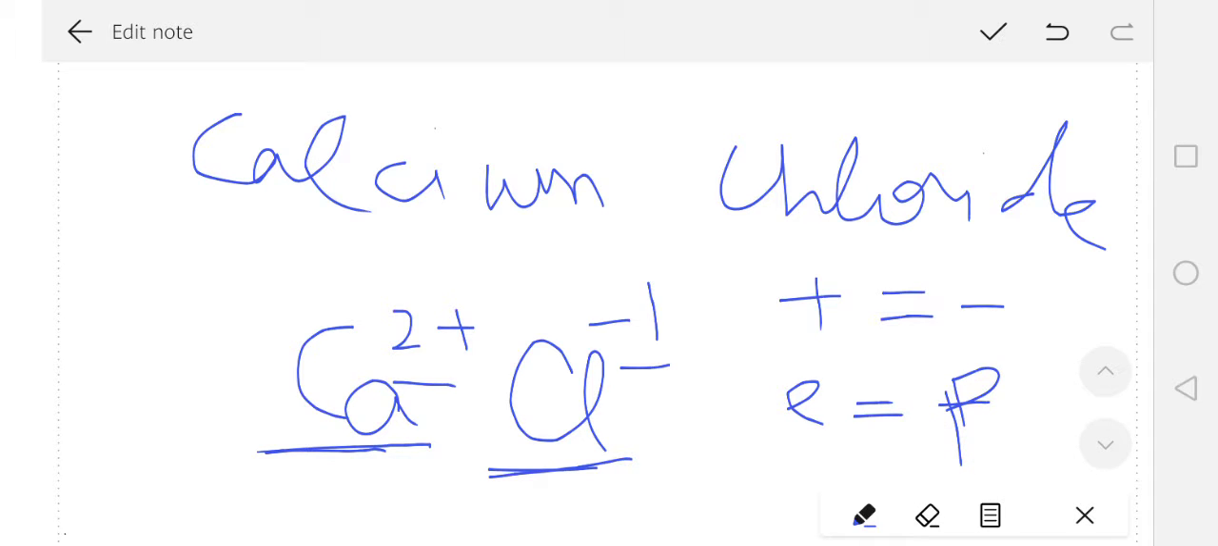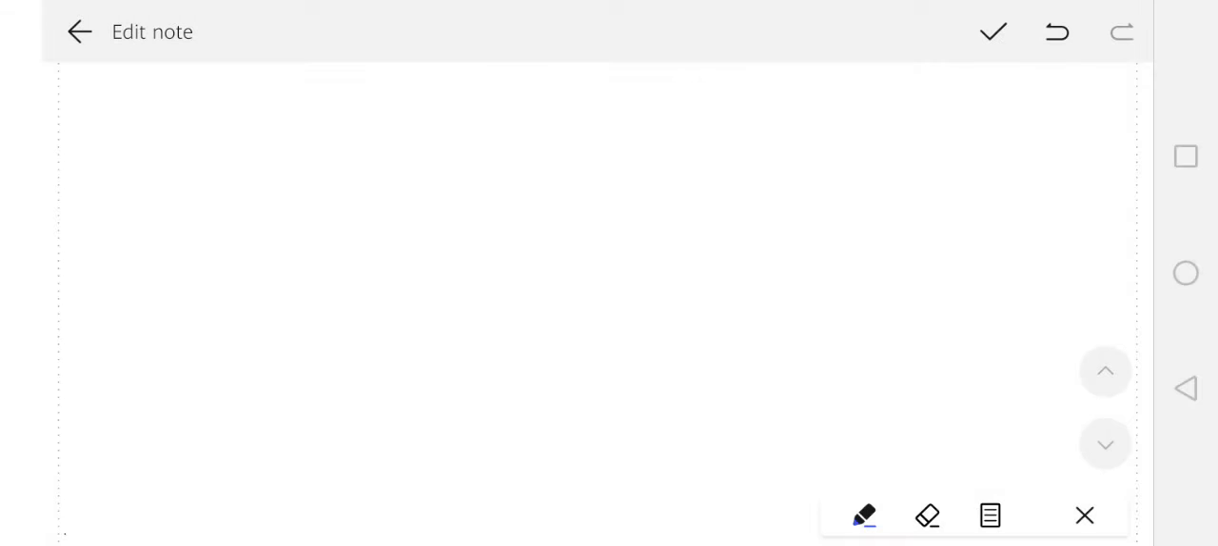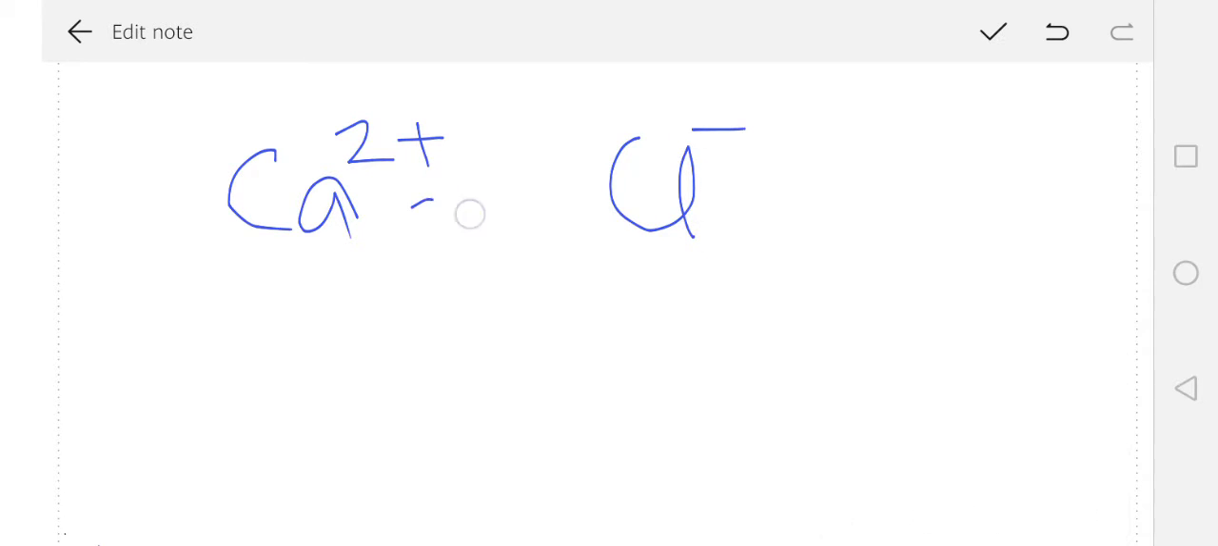So this is how an atom is stable. Similarly, in a compound, the number of positive charges should be equal to the number of negative charges. In order to write the formula, there are several rules. One of the rules is to cross the charges. Like calcium has 2 plus, chloride has 1 minus. You simply cross the charges.